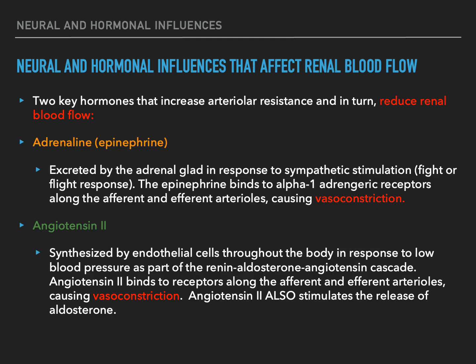Next, we're going to switch gears and lastly talk about the neuro and hormonal influences that act on the kidney, as well as some substances that the kidney makes and hence need to be considered in patients with renal failure. There are two key hormones that increase arterial resistance and in turn reduce renal blood flow. These are adrenaline or epinephrine and angiotensin II.